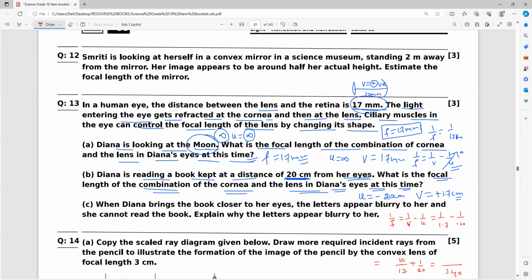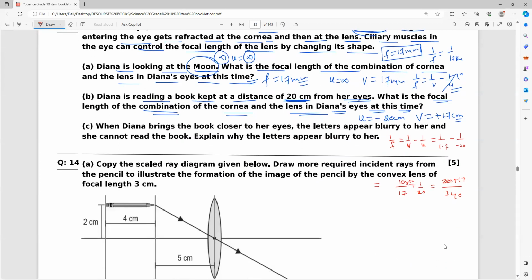So the denominator is 340. Here 20 will come, here 10 into 20 means 200. 200 plus 17 divided by 340, which is equal to 1 by f. So 217 divided by 340. So f is equal to 340 divided by 217. What is the answer?